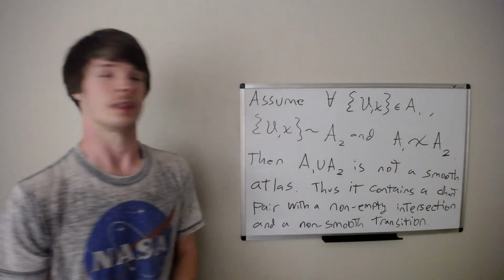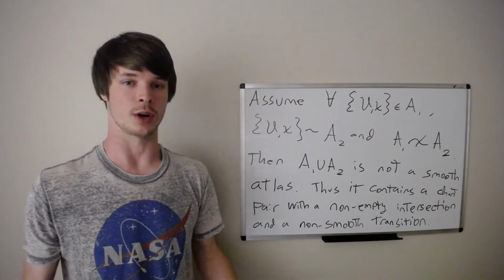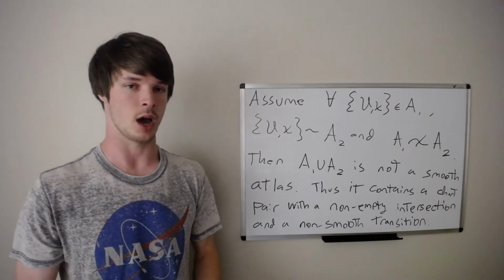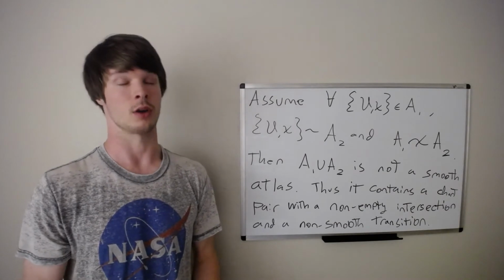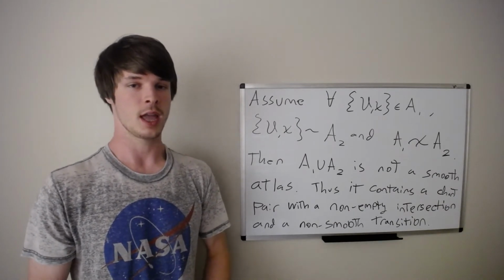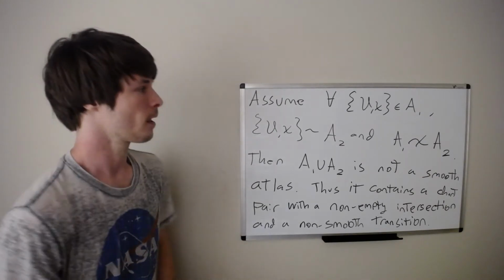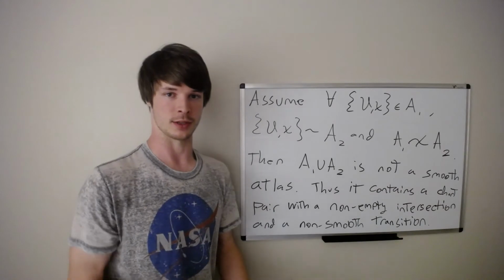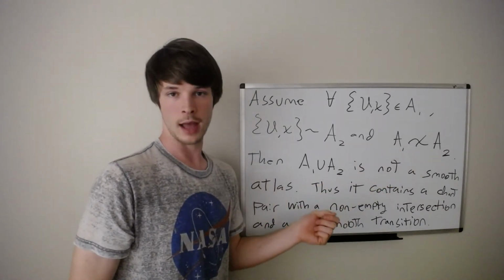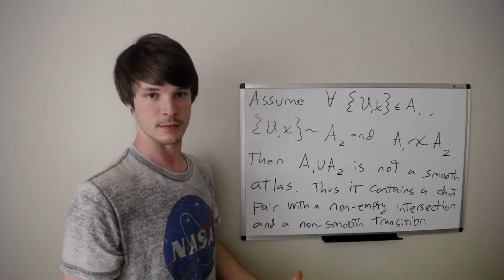This is exactly what this not being a smooth atlas means. So we're guaranteed the existence of at least one pair of charts with a non-smooth transition function and overlapping domains. Furthermore, I haven't written this down, but you'll just have to follow me here. Furthermore, the smooth atlas A1 and the smooth atlas A2 are both smooth atlases themselves.